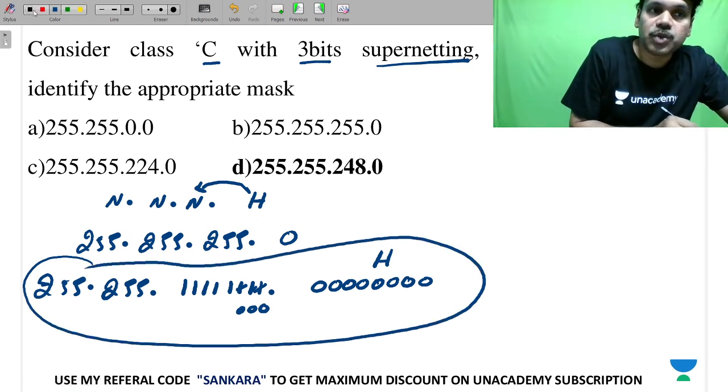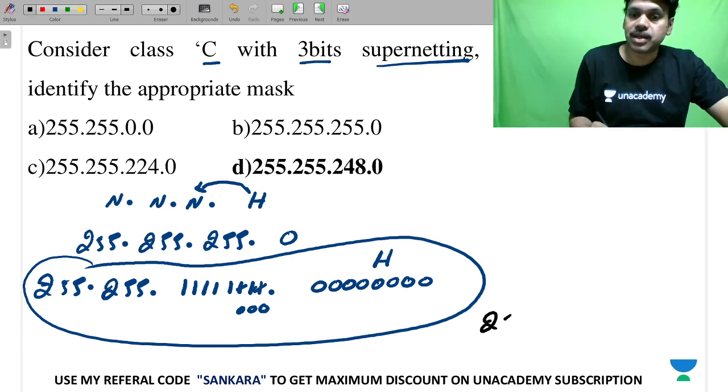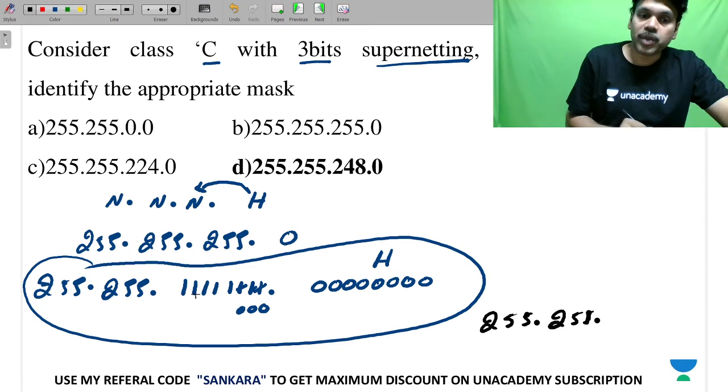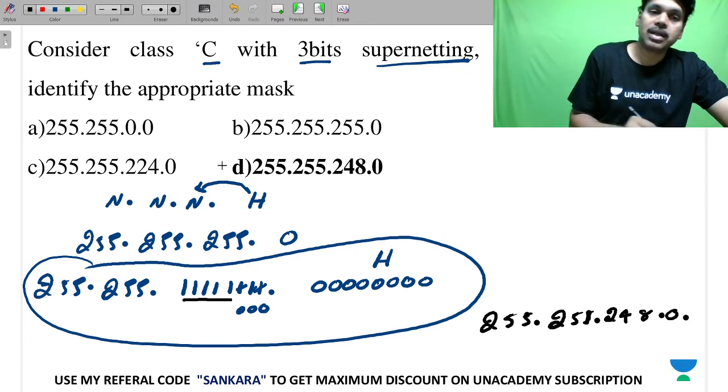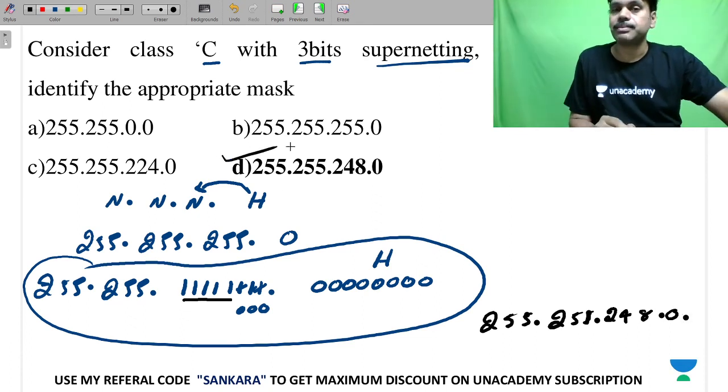What is your new mask? Your new mask is 255. How many ones are there? 5 ones are there. 5 ones means 248.0. Option D is correct.